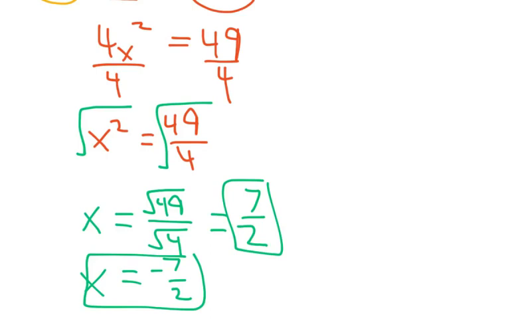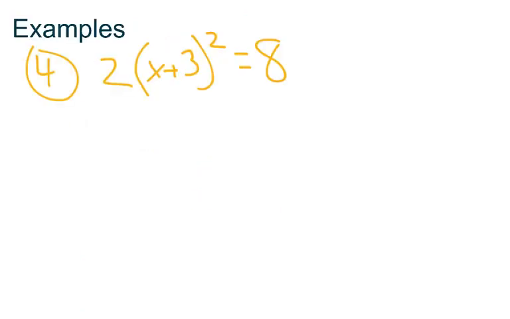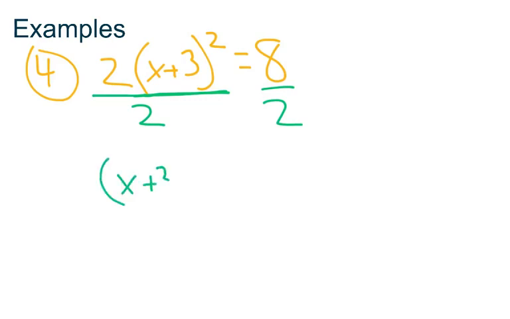All right, I've got one final example for you. This one's similar to some of the ones we've seen before, but again, it's just a slightly different look. Now, what we want to do is get the thing that's being squared all by itself. And so that's the x plus 3. That 2 is not being squared. So in fact, what I will do is divide both sides by 2. And so now I have x plus 3, that quantity squared, is equal to 4.